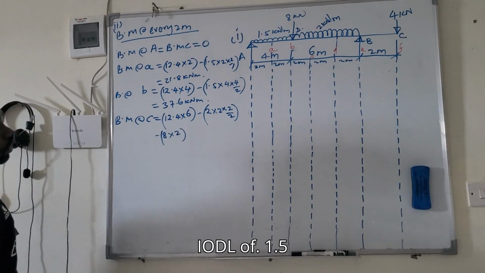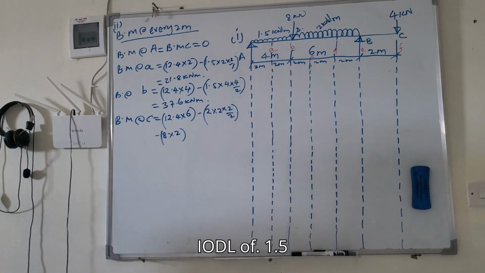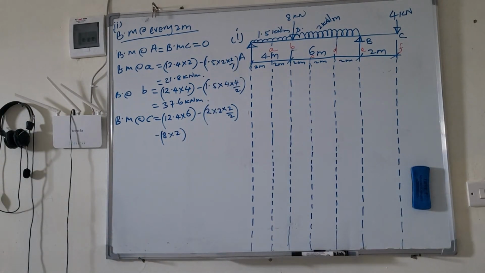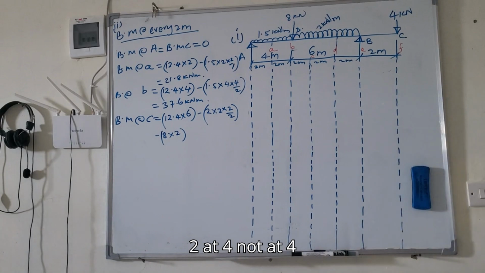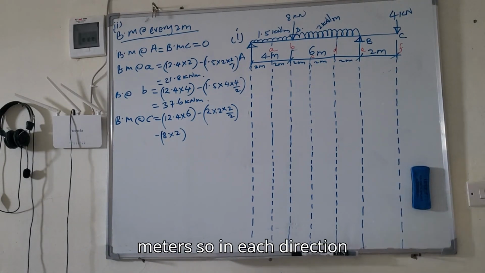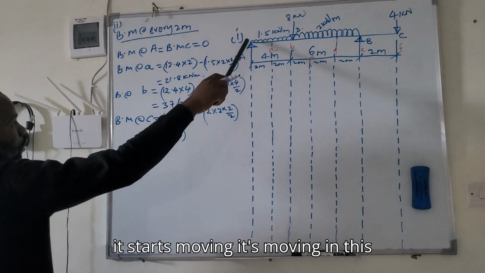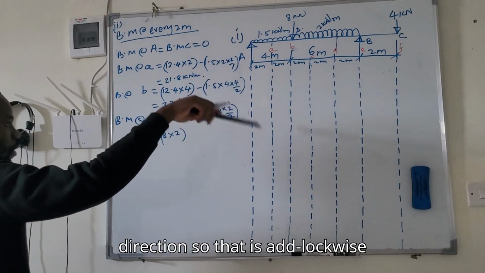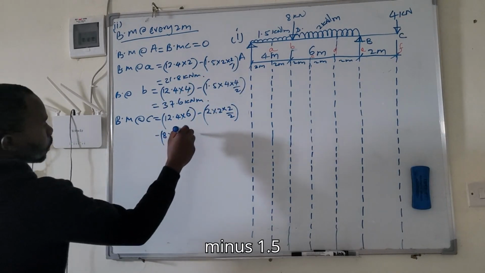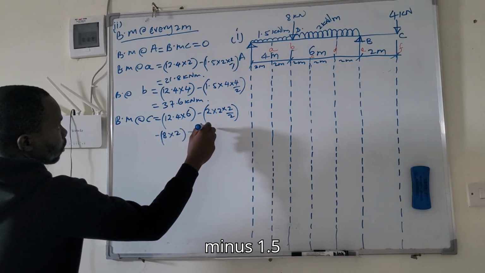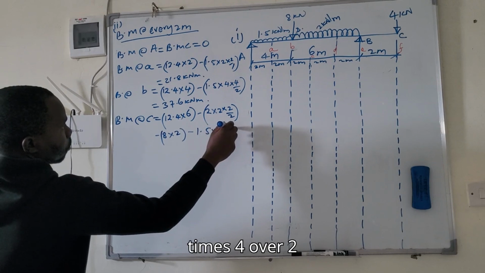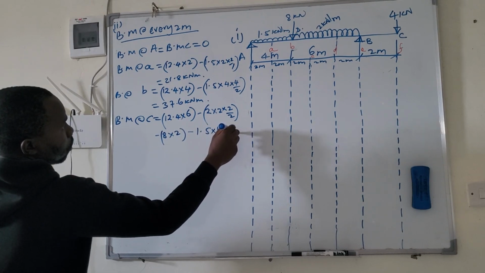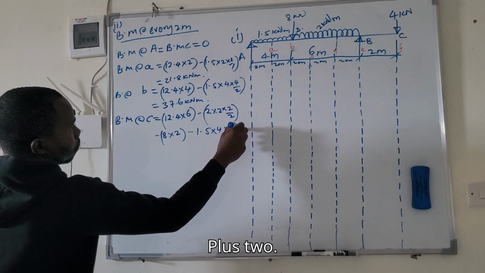We have again a UDL of 1.5 spanning 4 meters. So in which direction is that moving? It's moving this direction. So that is anti-clockwise, minus 1.5 times 4 times 4 over 2 plus 2.